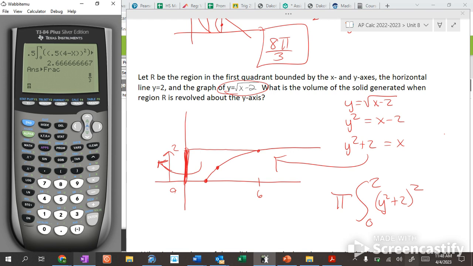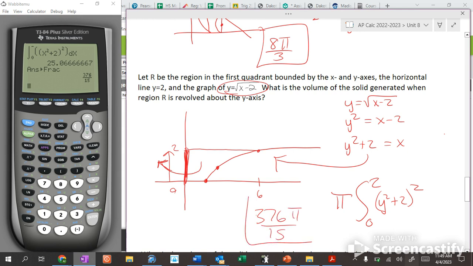Second, no, not second, math, 9, and then 0 to 2 of y squared plus 2 squared dy. And then I go math, change it into fraction, please. Oh, yes. 376 pi over 15.